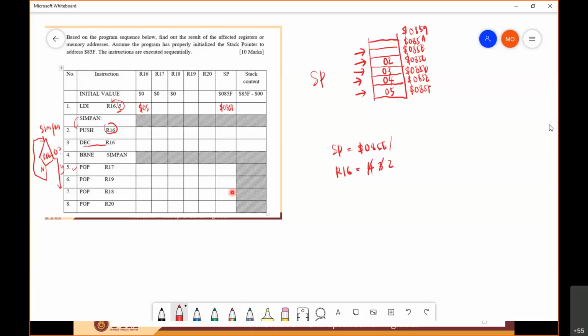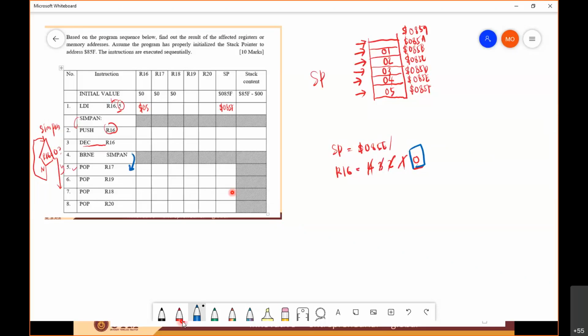And then what happens here is you decrement R16 and it becomes 1. Since R16 is not equal to 0, you branch again to simpan, push R16 to this address, and the stack pointer is decremented by 1. Lastly you decrease your R16, so R16 now becomes 0. Once R16 becomes 0, you exit from this loop and do the pop R17.